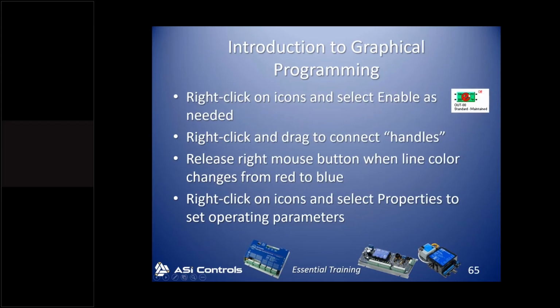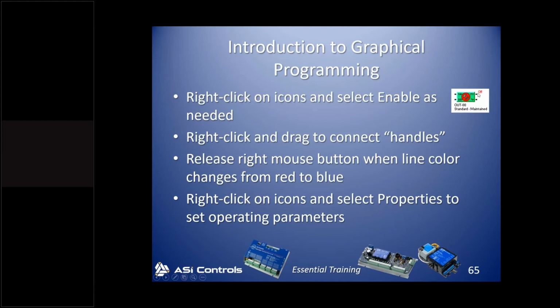Here is an example of the icon for the output object, the binary output object. It's called the output object, but it's related to the relays on the controller. And sometimes you'll see this red circle with a slash through it, and that means that that instance is currently disabled. You'll want to enable any of the icons that are disabled, because when they are disabled, the controller essentially ignores them. It won't run the program for that icon.